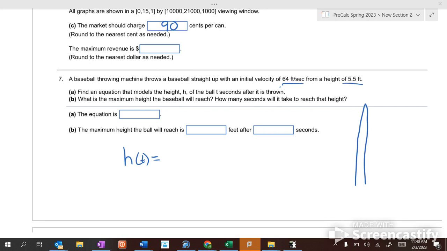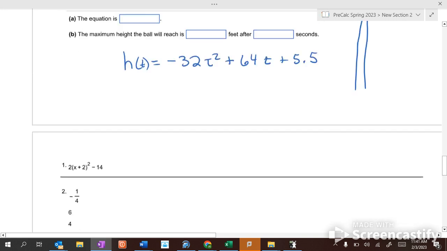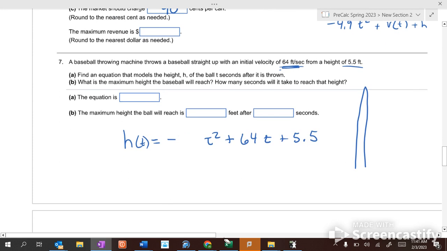feet. Now let me think again. That would be, because in the metric system, it's negative 4.9 t squared plus the initial velocity times t plus the height. So, feet per second. Gravity in feet per second. I think it's 32. I think it's negative 32 t squared plus the initial velocity was 64, and then you put a t behind that, plus 5.5. Okay, let me see if that's the equation. Oh, negative 16, not 32. Okay, it's 32 feet per second, and you go that.